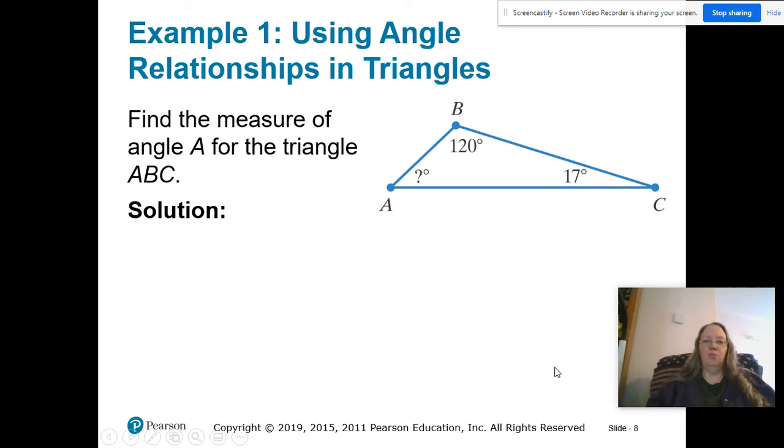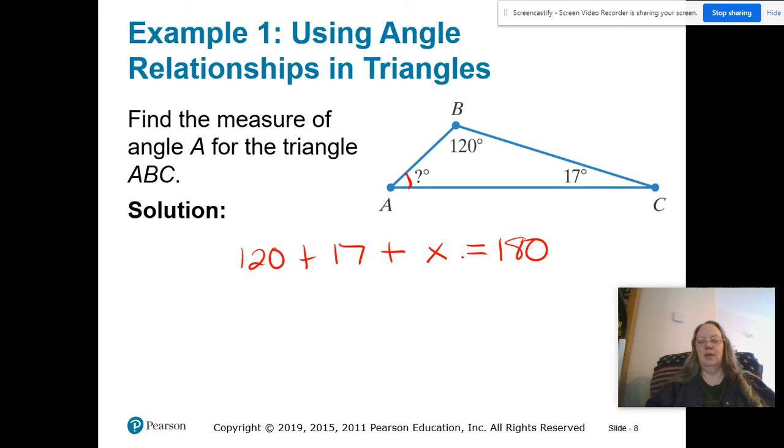All right, so we are trying to find the measure of angle A right here. We know angle B is 120, and we know angle C is 17, and we don't know what angle A is. We're going to call it X, and we know it has to add up to 180 degrees. So we are going to solve this equation. We're going to combine these. 137 equals 180. We're going to subtract.